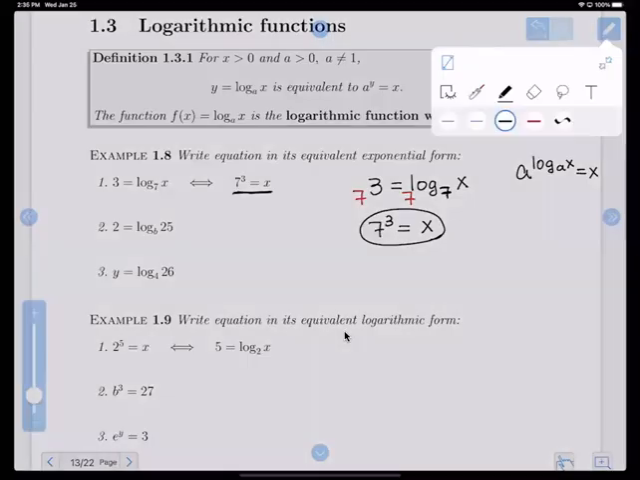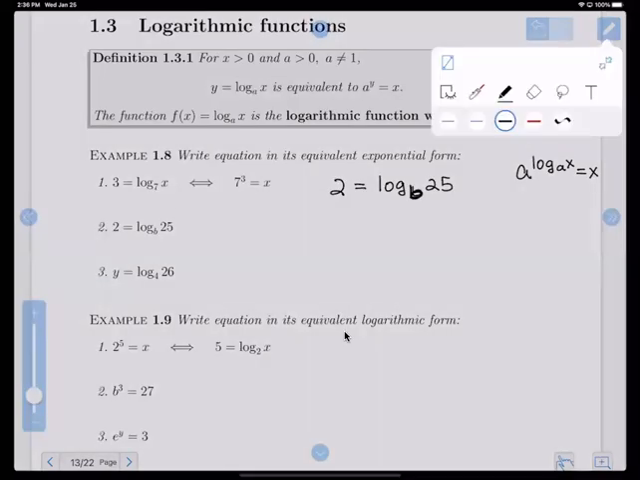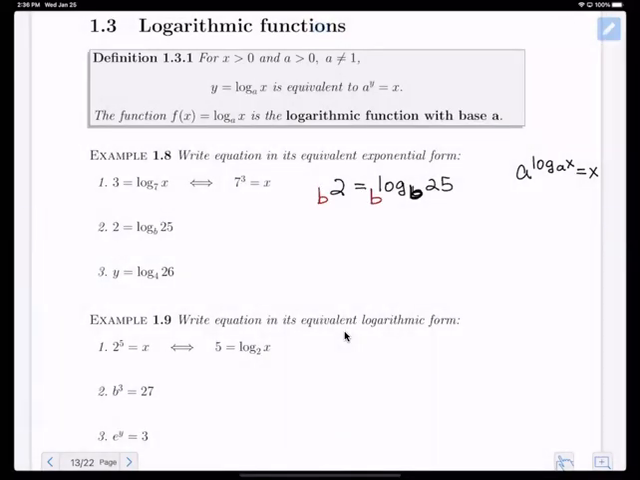All right, let's look at the next example. How do we get this then? 2 is log base b of 25. Here's base b. Here's base b. We raise by b for both sides. b squared is 25. b is 5. So this implies b equals 5.